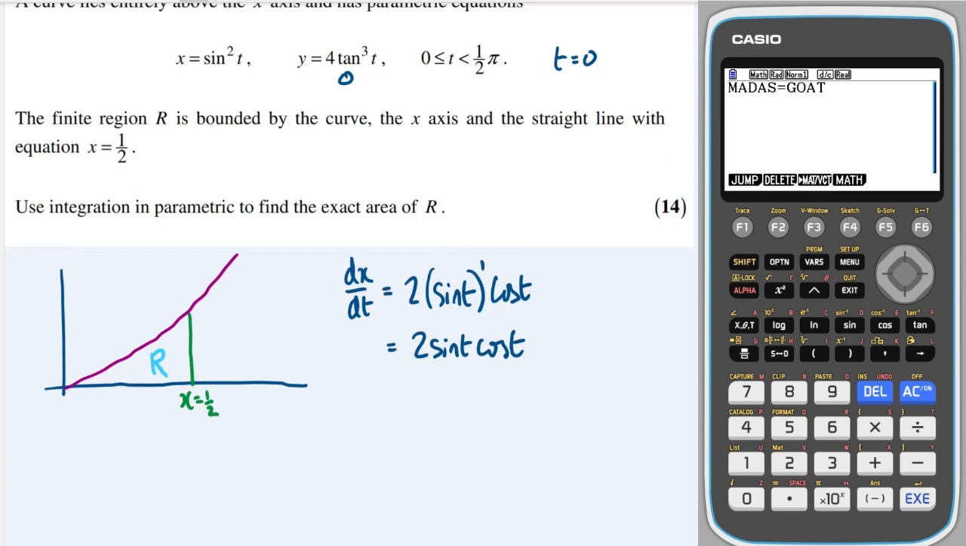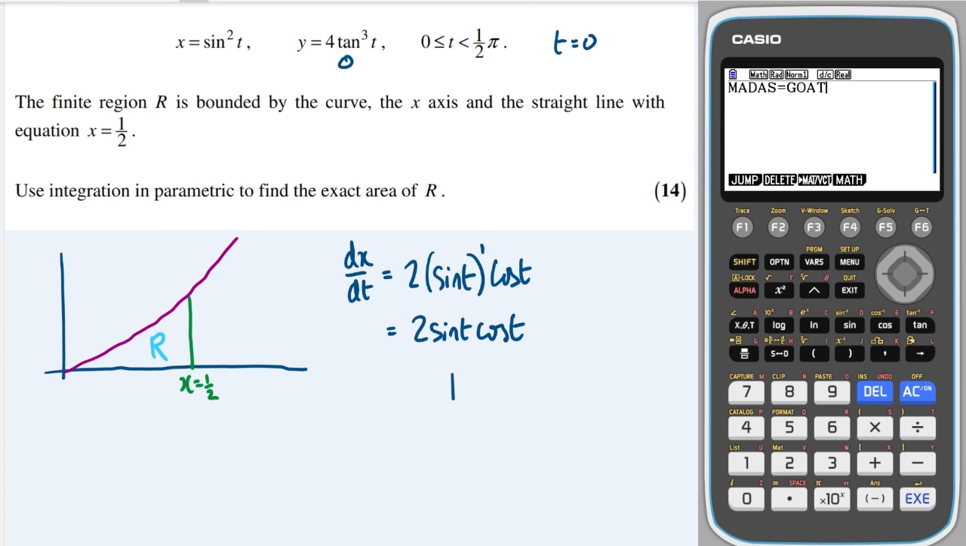We also need to know what our limits are when we do parametric integration. So I draw a little table like this, and I write x here and I write t here. Now the x coordinates that we're integrating between are 1/2 and 0. So I need to find the t equivalents by using the x equation.